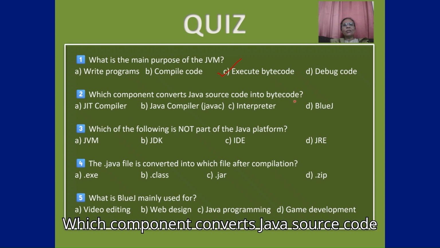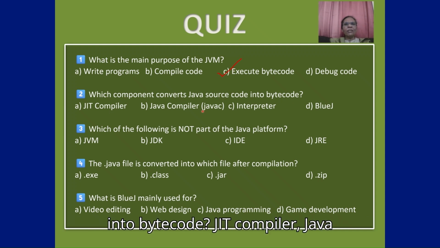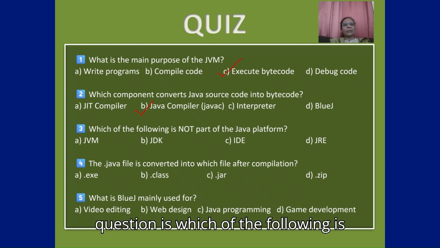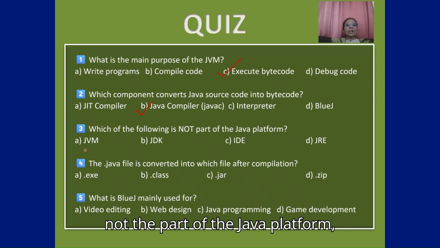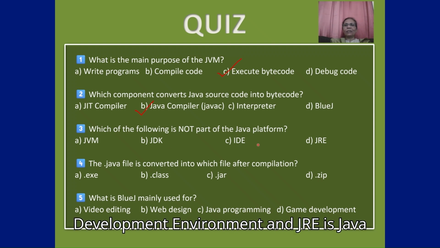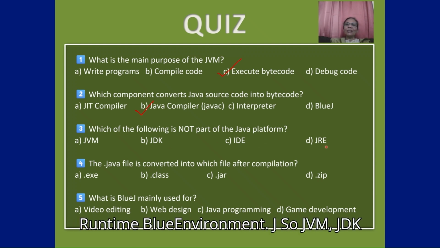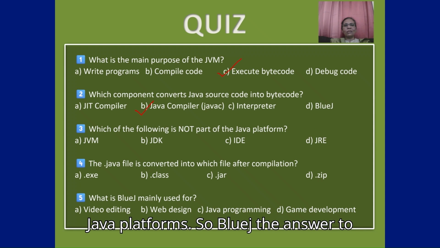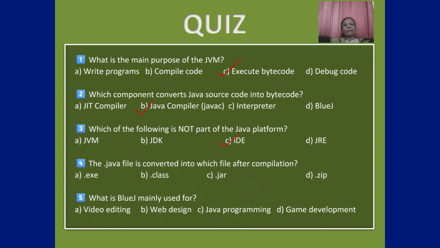Which component converts Java source code into bytecode? JIT compiler, Java compiler, interpreter, or BlueJ? So the answer to this is Java compiler. Next question: which of the following is not part of the Java platform? Java Virtual Machine, JVM; Java Development Kit, JDK; IDE, Integrated Development Environment; and JRE, Java Runtime Environment. So JVM, JDK, and JRE are all related to the Java platform. So the answer to this is IDE. BlueJ is an IDE, and IDE is not a platform of Java.